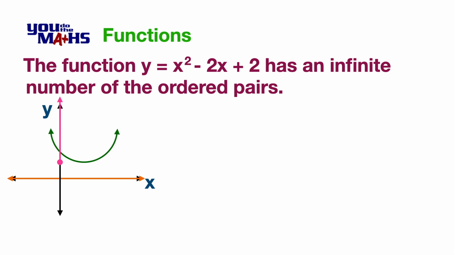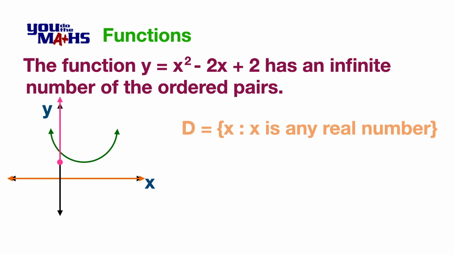So our domain is any x number, and the way we express that is we put in our curly brackets that the domain is equal to x such that x is any real number, and the range is equal to y. Again, the two dots mean such that the y values have to be greater than or equal to 1, and that's true because there are no points on the parabola where the y value is less than 1.